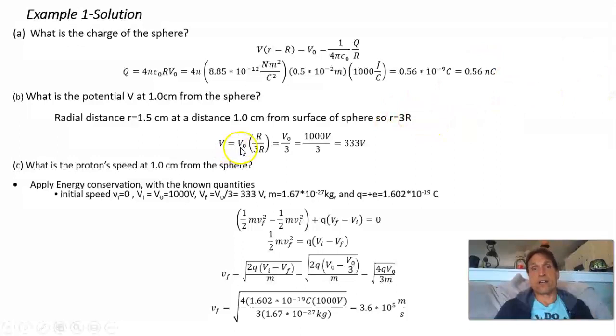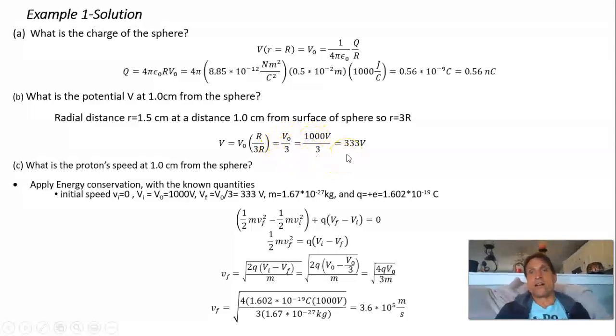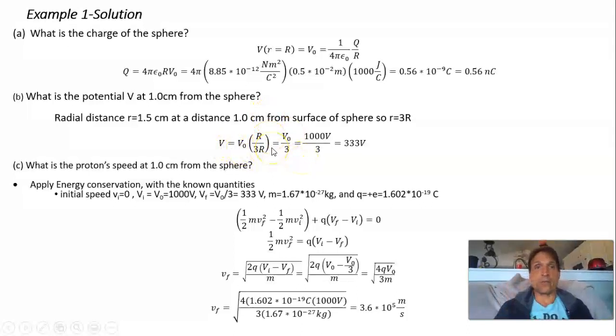So here we plug in V equals V0 times R over 3R, and the voltage is 1/3 of what it is on the surface, or 1/3 of 1,000 volts, or 333 volts. This is a slick little formula. If we know the radius of the sphere or the electrode, and we know the voltage we charge it up to, we can get the voltage or the potential at any distance r from the sphere, just using this simple relation.